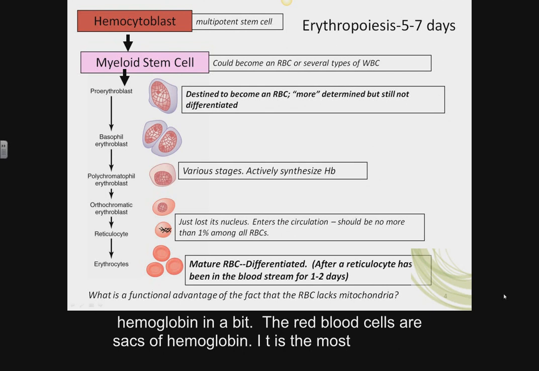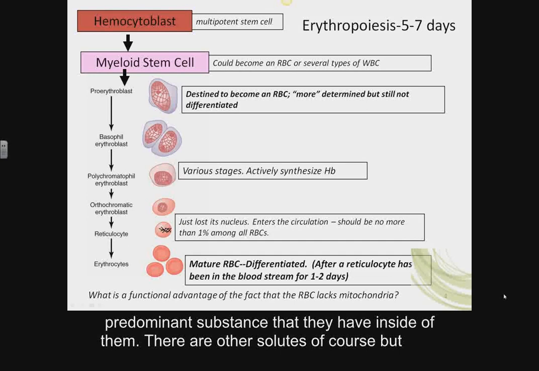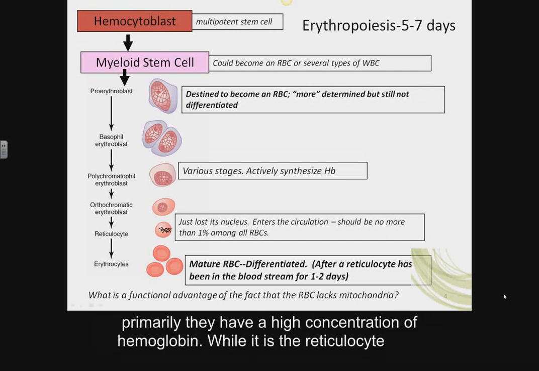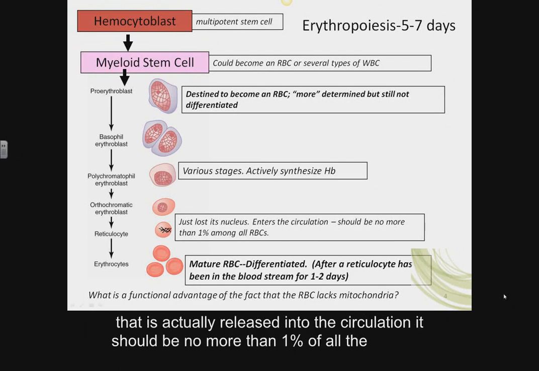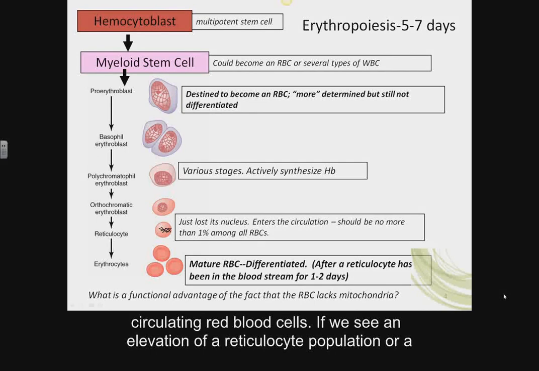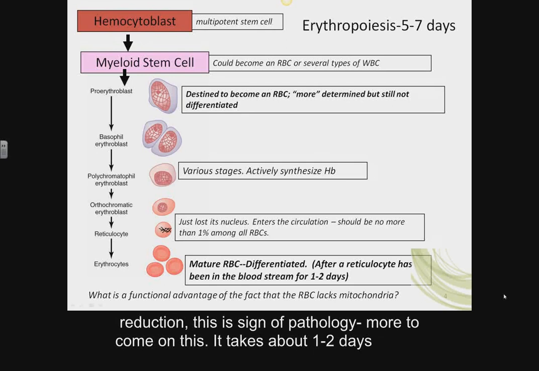The red blood cells are sacs of hemoglobin. It is the most predominant substance that they have inside of them. There are other solutes, of course, but primarily the red blood cells have a high concentration of hemoglobin. While it is the reticulocyte that is actually released into the circulation, it should be no more than 1% of all the circulating red blood cells. If we see an elevation of a reticulocyte population or a reduction, this is a sign of pathology. More to come on this.